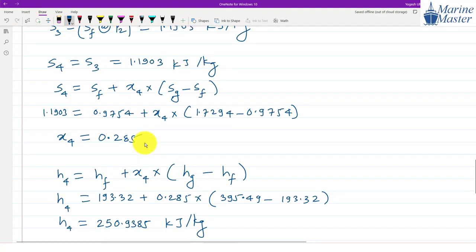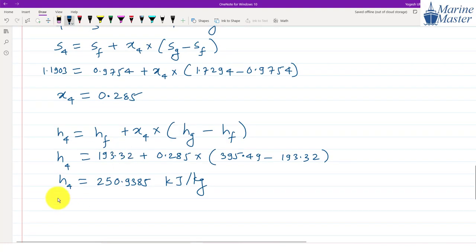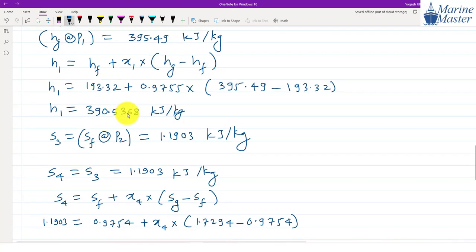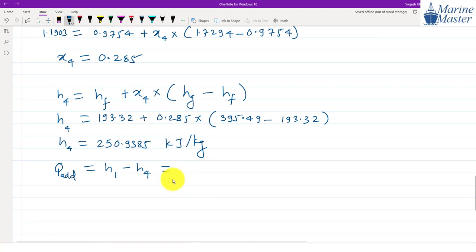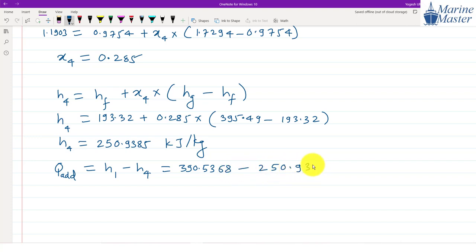We have already h1 guys. So what do we need? We need Q addition. And Q addition will be equal to h1 minus h4. So how much h1 did we get? 390.5368, guys, minus h4, 250.9385. So please do the calculation and tell me the value of heat addition guys.